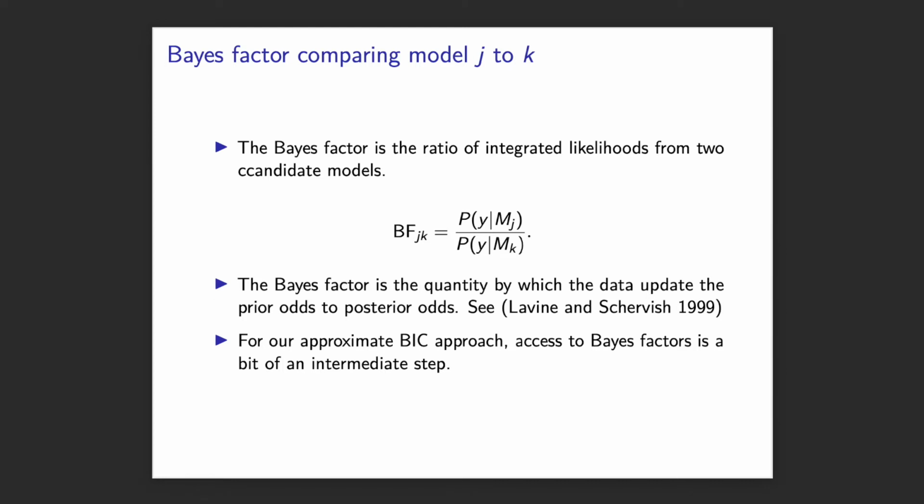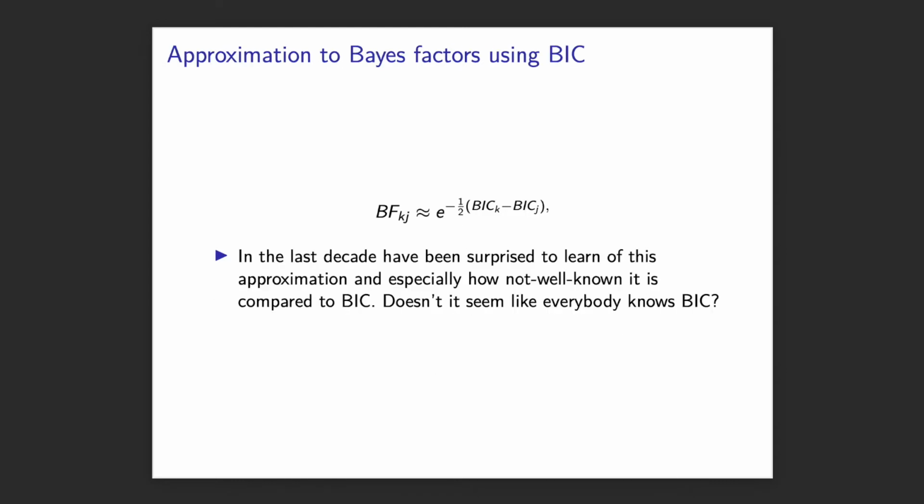For a BIC approach, access to Bayes factors is kind of an intermediate step. And here's where some of the magic comes together, right? This has been well known to people studying this since at least the mid-90s, maybe earlier. But basically, what this simple formula is telling us is I can get the BIC for any 2 models from my software. I can take their difference, multiply it by a half, give it a negative sign, and exponentiate that. And that is an approximation of a Bayes factor between those 2 models.